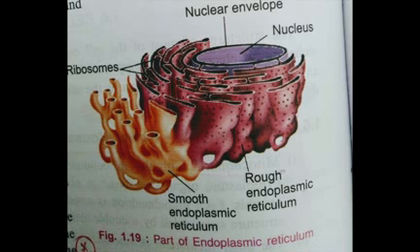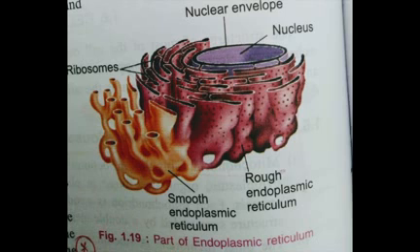Another function of the rough endoplasmic reticulum is that protein and lipids synthesized in it are used for producing new cell membrane during cell division, which is termed membrane biogenesis. Some other proteins and lipids function as enzymes and hormones.